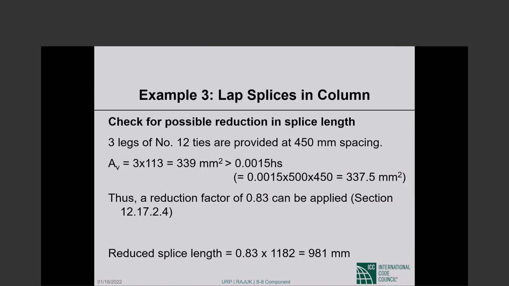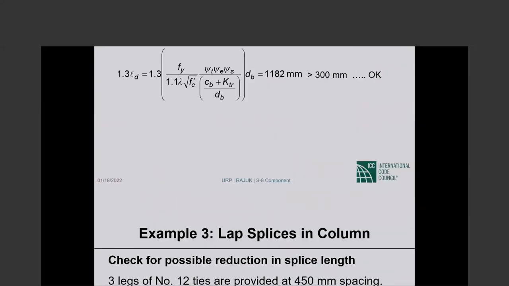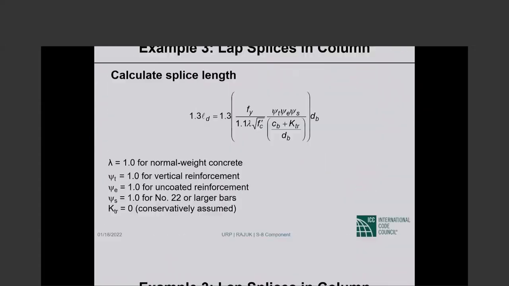Now here, remember there was a 17% reduction for tied columns if the cross-sectional area of the legs exceeded, what was it, 0.0015 h s. So this is the requirement. Okay, let's go through this. Let me go back.